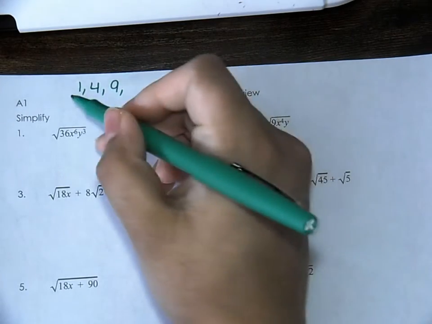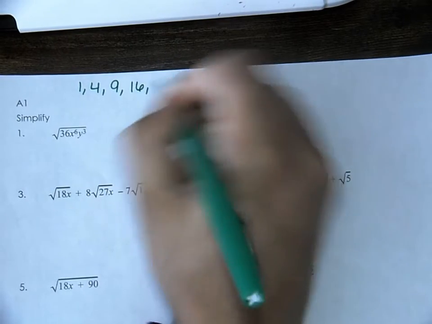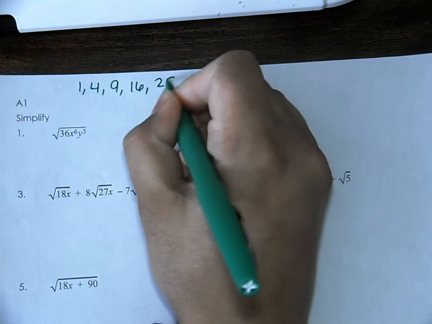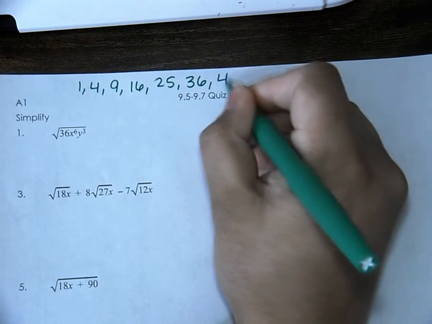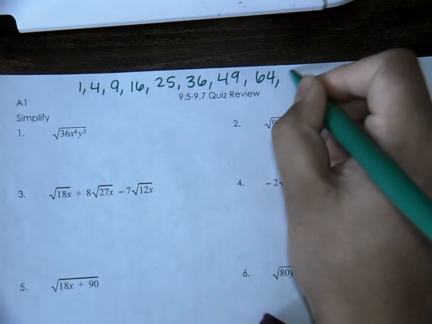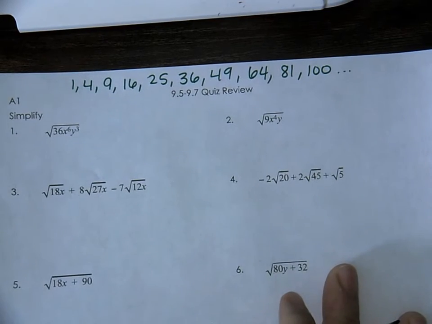So like 1 squared is 1, 2 squared is 4, 3 squared is 9, and so on. So I'll go to maybe 100, but you can write it down if it would help you. So this is 4, 5, 6, 7 is 49. Then we have 64, 81, and then 100. But of course, we could keep going. That's just to give us a head start.